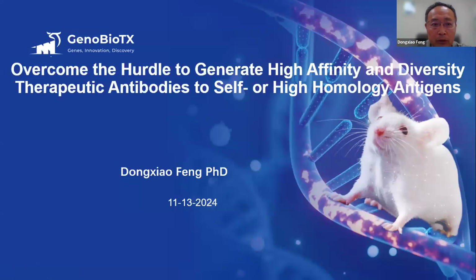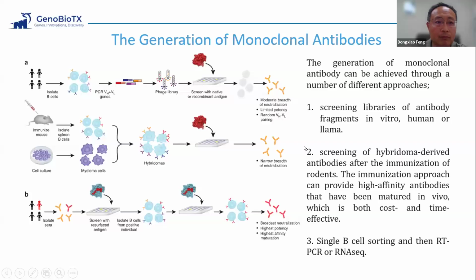And I'm Dongxiao. It is really my pleasure to give you the presentation for the generation of high affinity and diversity therapeutic antibodies to self or high homology antigens. As you know, antibodies have been widely used for all kinds of areas, basic research, therapeutic, diagnosis, and so on and so forth. But there are still 3 major methods to generate monoclonal antibodies.